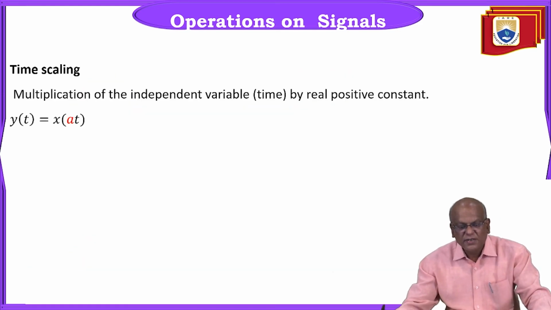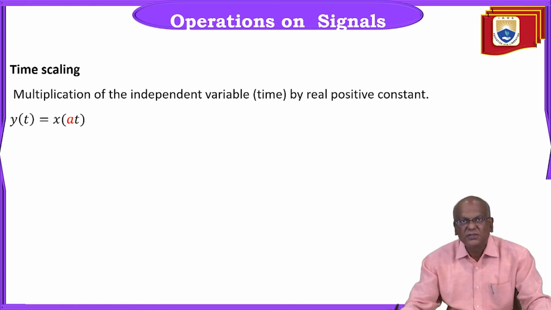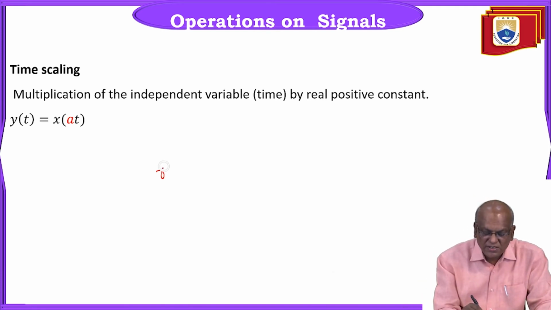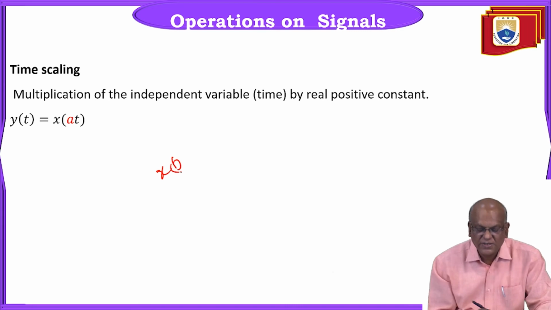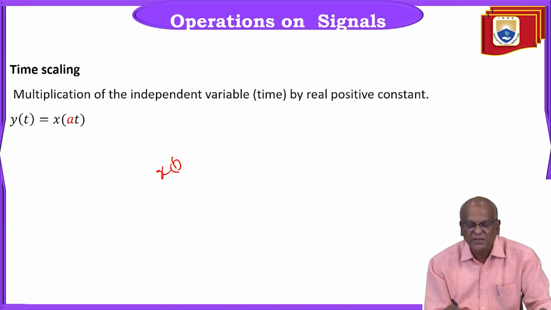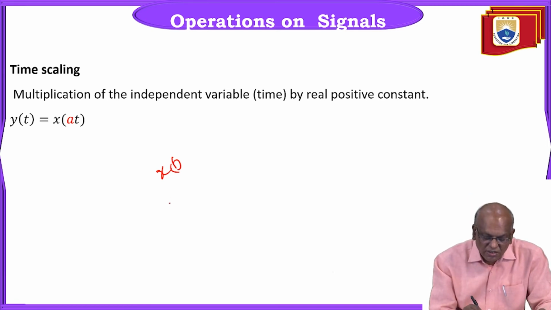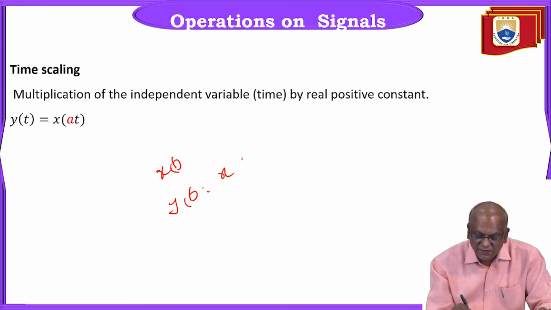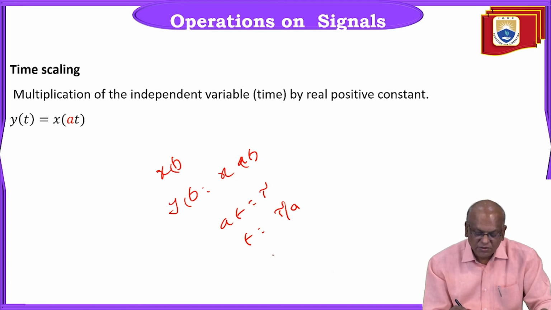In the time scaling operation, the independent variable is multiplied with a constant. The constant must be a real positive constant. Let us see, x of t is the signal. I multiply t with a scaling parameter, say a. The value of a must be positive and also a real number. Now y of t, the time scaling of x of t, is x of a times t. Now let a t equal tau, so t equals tau by a, and y is a function of tau by a.